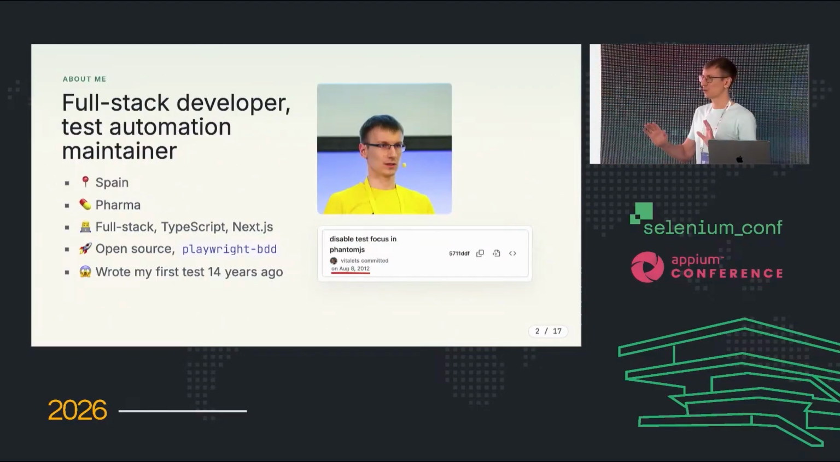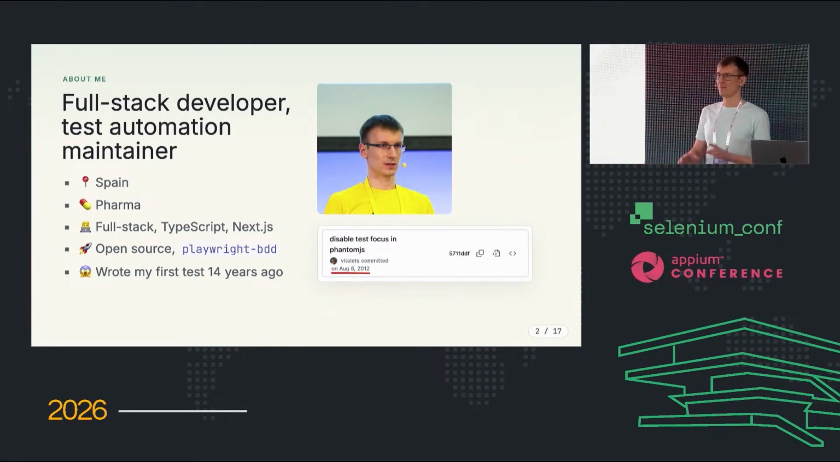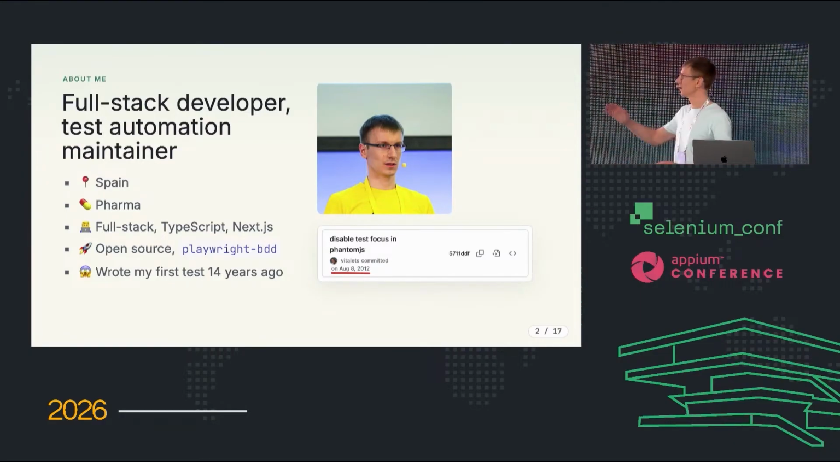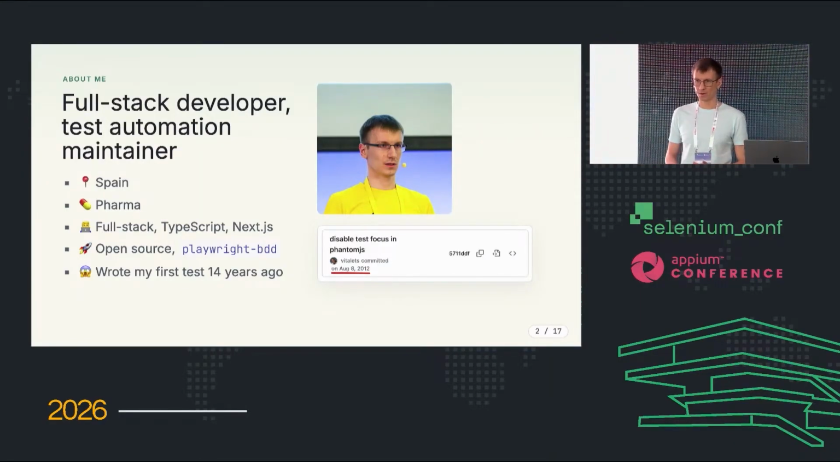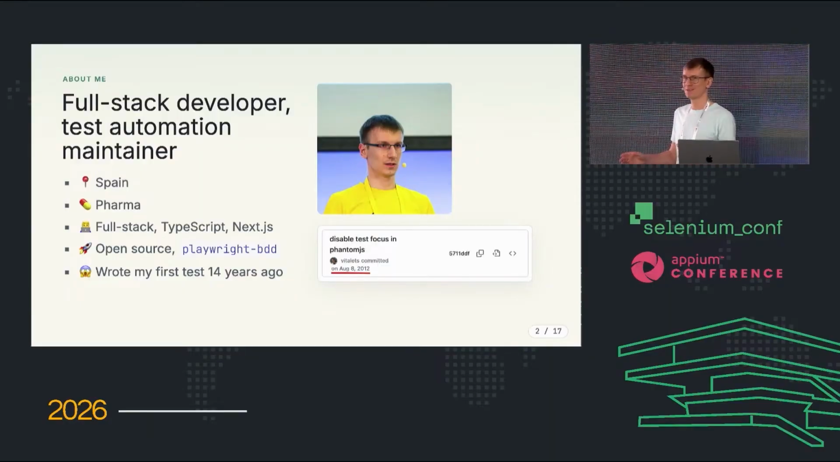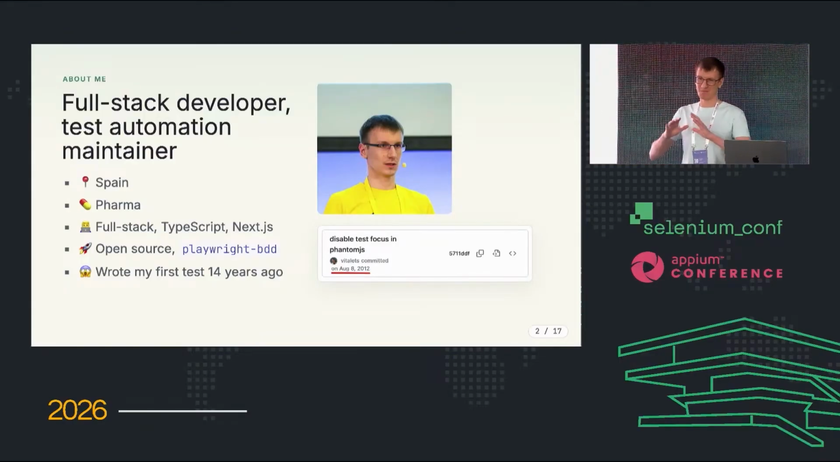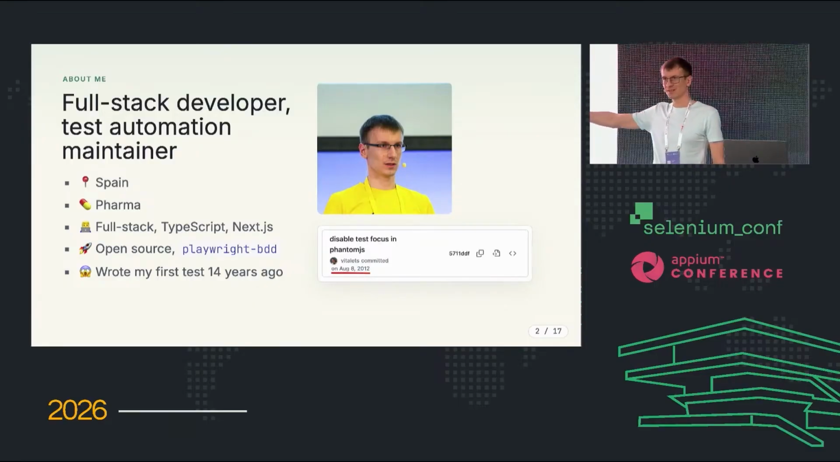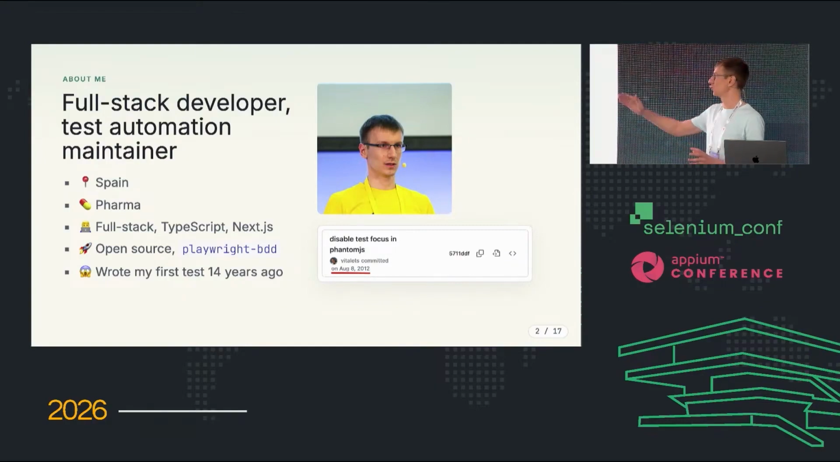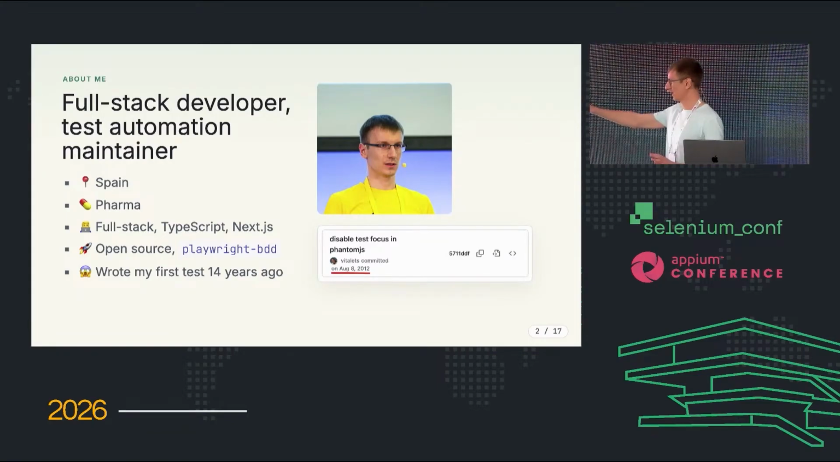So let me quickly introduce myself. Currently, I live in Spain and work for a pharma company as a full-stack developer. I mostly write code in TypeScript and use Next.js as my primary framework. And in my free time, I maintain several open source projects, mainly related to test automation, because I'm a big fan of test automation. The most noticeable one is Playwright BDD. So if you use behavior-driven development in your projects, and if you use Playwright, and maybe use MobileWrite in the future, you can try it.